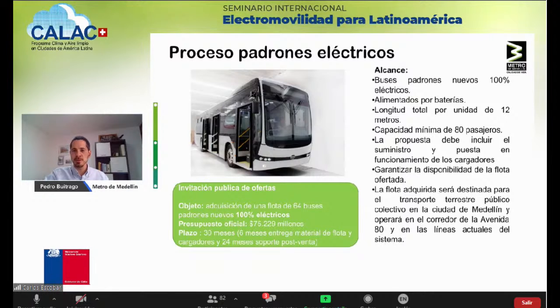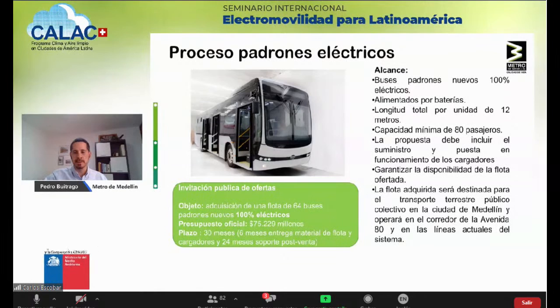And these conditions were new standard buses, 100% electric, fed by a battery, a total length per bus of 12 meters with a capacity between 80 to 90 passengers. This process of procurement included the supply and commissioning of the chargers. We also set some post-sale conditions: there had to be a warranty, there had to be preventive coverage, and they had to ensure availability of fleet. In this way, the manufacturer or the supplier of the fleet is still there. It is looking after its product, and they are fulfilling their commitments or obligations under the contract.